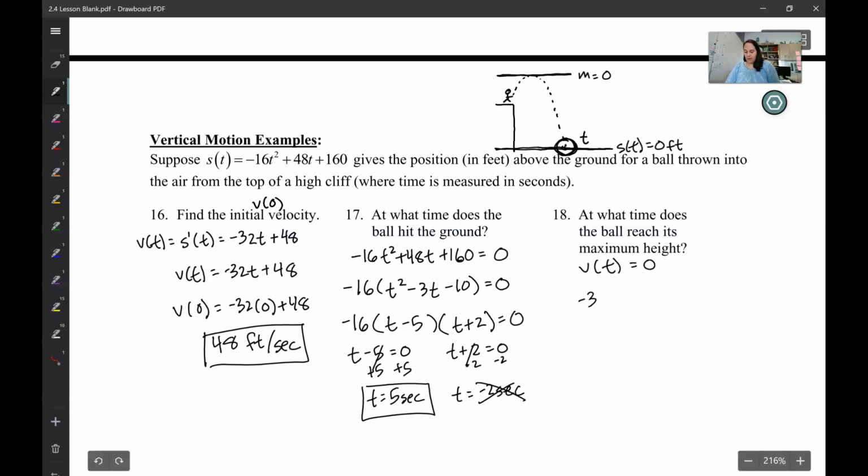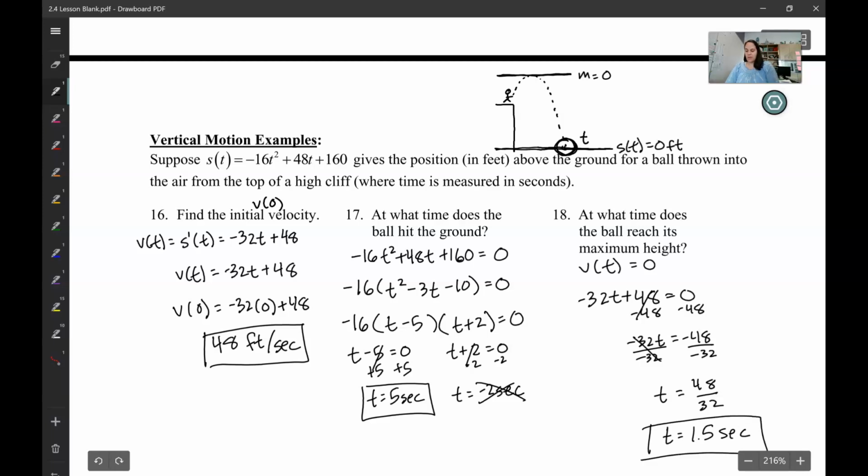So I'm going to take my velocity equation, set it equal to 0, solve it, so then I have t equals 48/32 seconds, or if you simplify it, 1.5 seconds. So 1.5 seconds after I throw it, it reaches a max, and then it starts to fall.